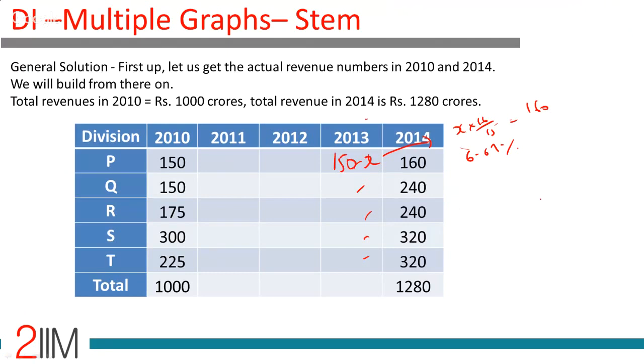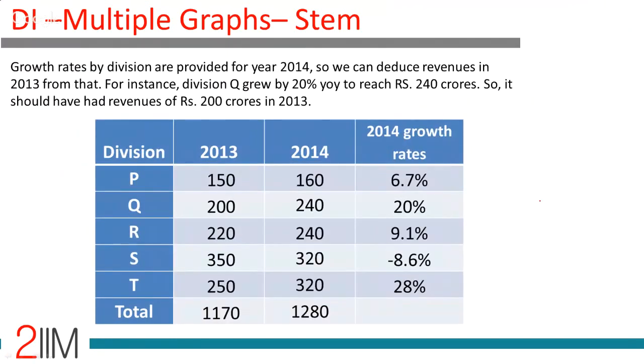And so just using the ratios, we can simplify all of that. This grew by 20%, it should have been 200. This is 9.09% or 1/11th. So we can find this number. 20 by 220 is 1 by 11. It's minus 8.6%, 350. Down by 30, 30 by 350. It's 28%, 250 to 320. So we've got 2013 numbers as well.